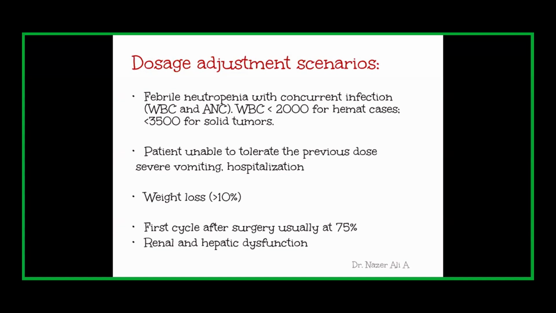If the patient tolerates well, in the next subsequent cycle they will increase based on certain parameters. And also, there is unexplained weight loss in some patients, more than 10%. Suppose the patient is 70 kg. For the next cycle, if the patient has lost almost 6 to 7 kg, in that case we have to consider dose adjustment.